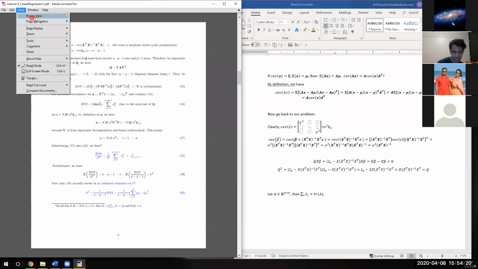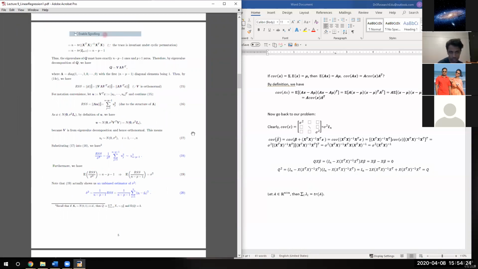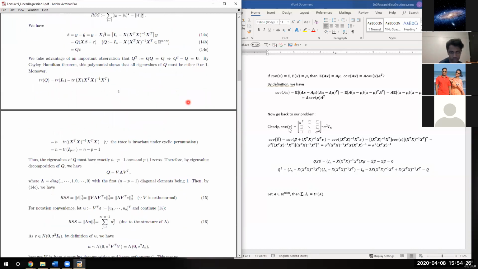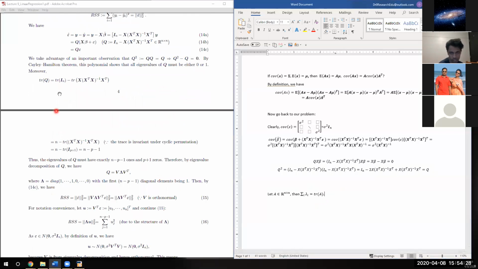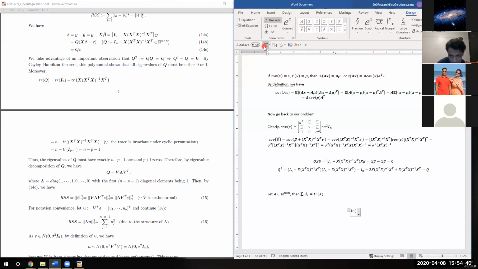Okay, so now very clear. The trace of I_N, of course, equals n, right? Now you want to have a look at the trace of this. And do you know this theorem, this property? Very simple: trace of AB equals trace of BA.